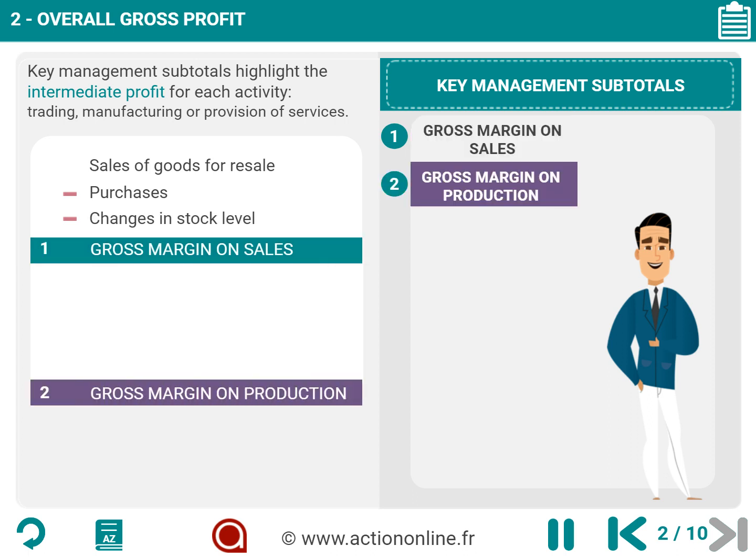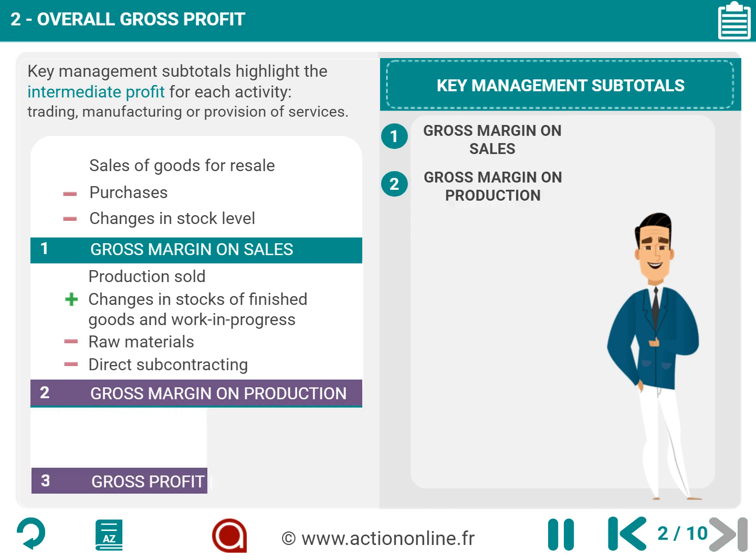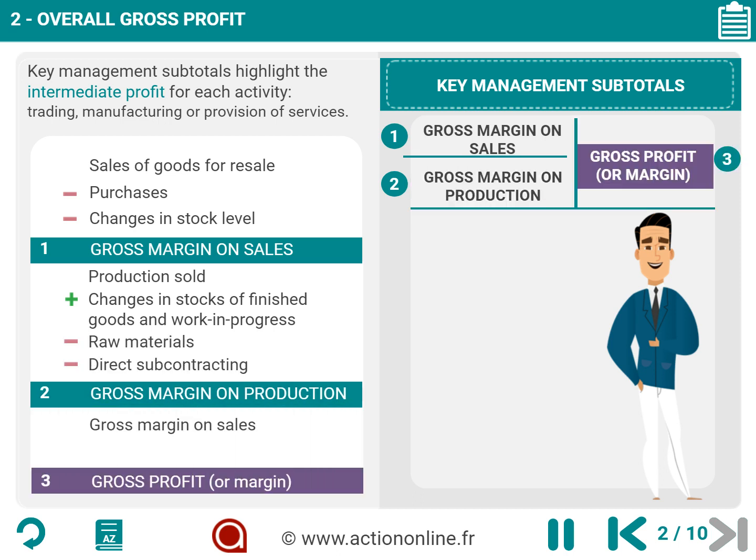Gross margin on production is used to analyze manufacturing and service activities. This equals production sold plus changes in stocks of finished goods and work in progress, less raw materials and direct subcontracting. The total of gross margin on sales and gross margin on production equals gross profit or margin.